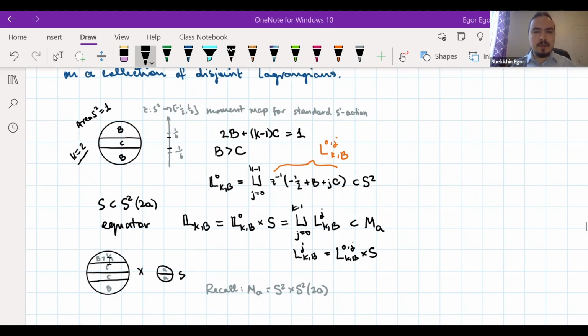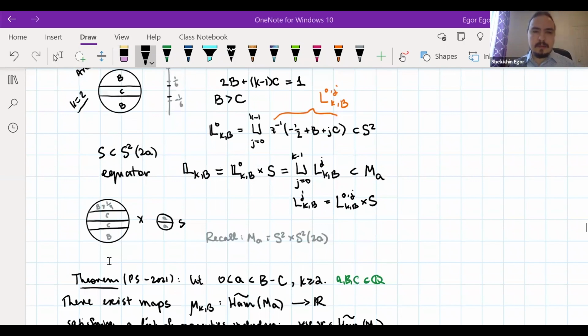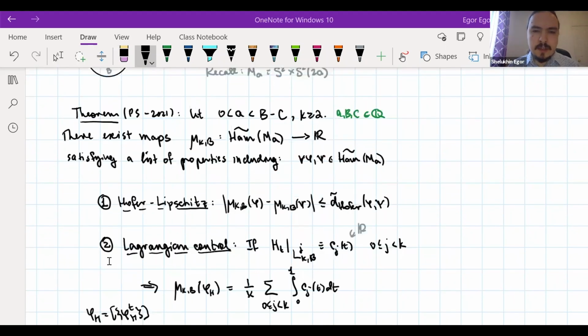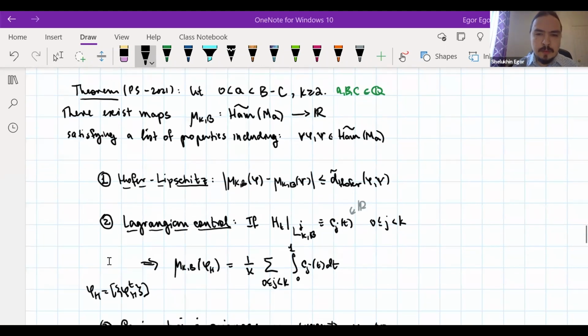All right, and so we prove that if A is between 0 and B minus C, and K is 2 or bigger, so at least 2, and also for technical reasons, we ask A, B, and C to be rational numbers. So in this case, there exist maps mu KB from Ham tilde of MA to R, certain spectral invariants that satisfy a list of properties, including the following.